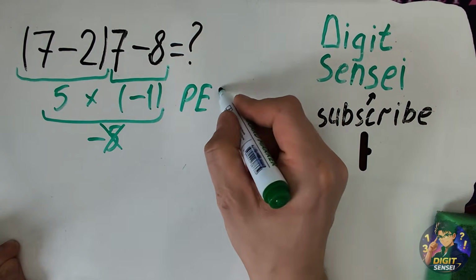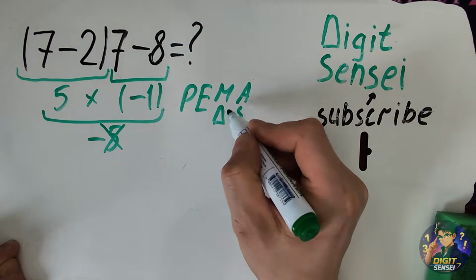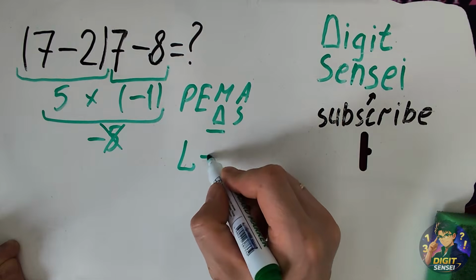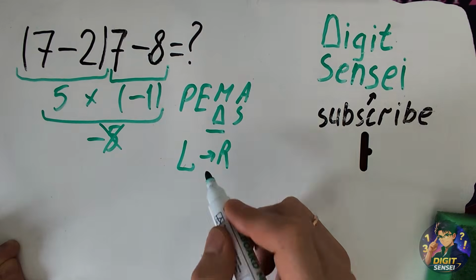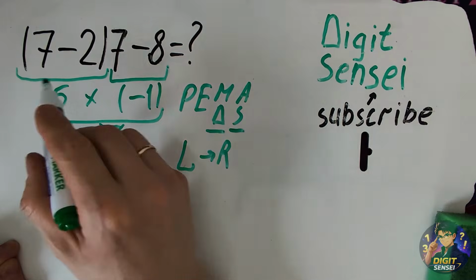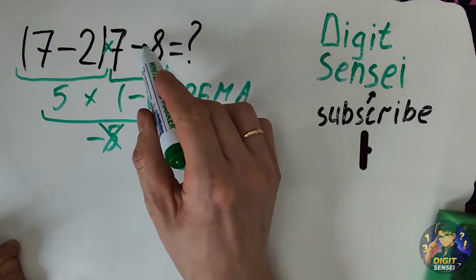exponents, then multiplication or division, and finally addition or subtraction. Remember that multiplication and division have equal priority and we have to go from left to right. And the same applies to addition and subtraction. In this expression, we have one parenthesis, one multiplication, and one subtraction.